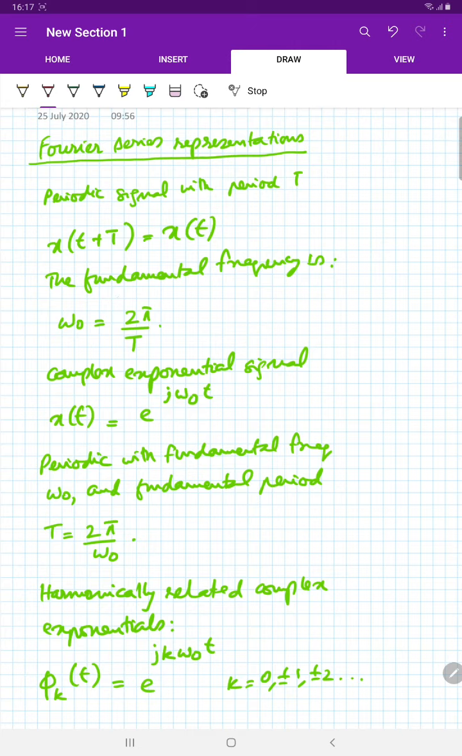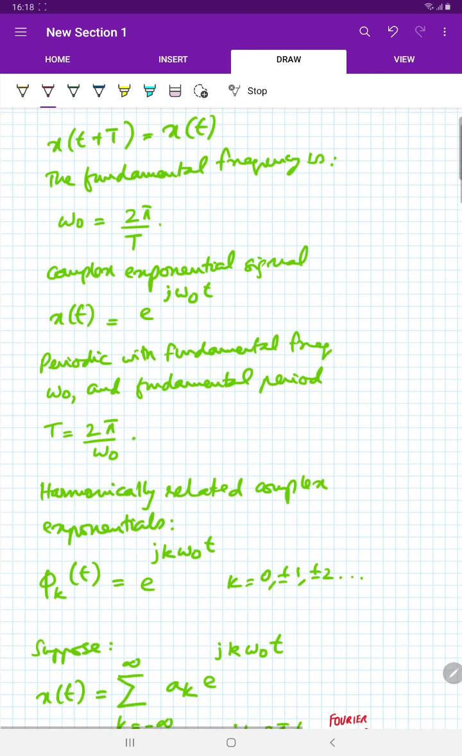frequency of the signal is defined as omega naught, which is equal to 2 pi by T, right? Because x of t is periodic, it covers 2 pi radians in T seconds, capital T seconds. So omega is radians per sample, so it is 2 pi by T radians per sample, that is omega naught.